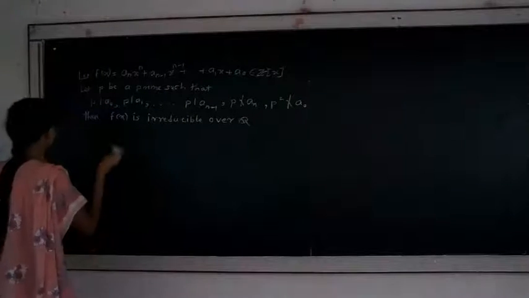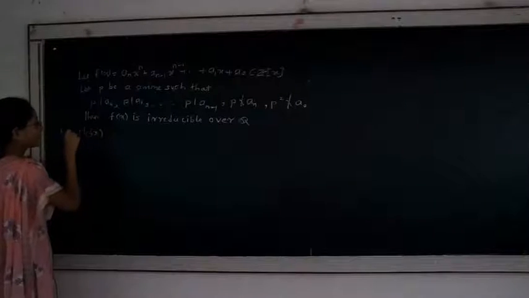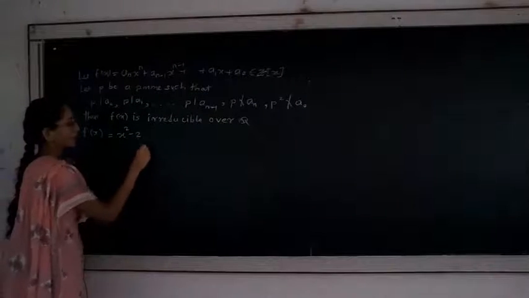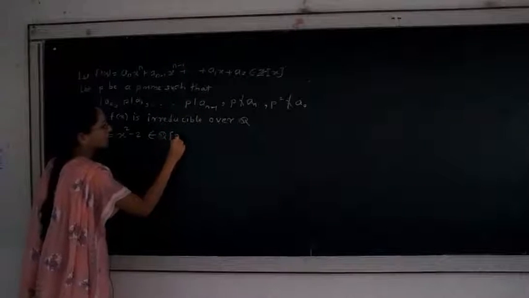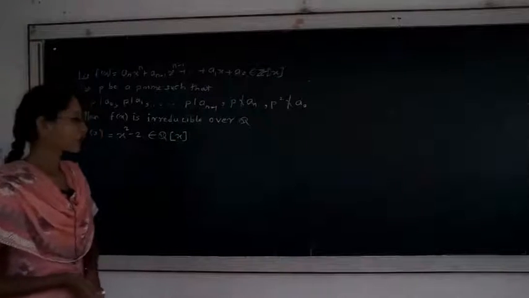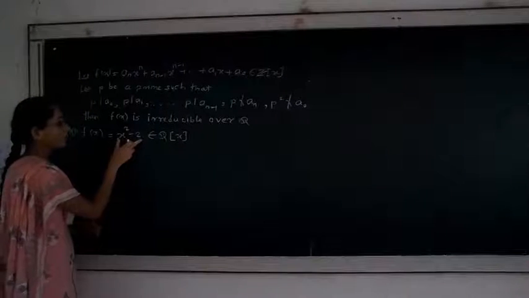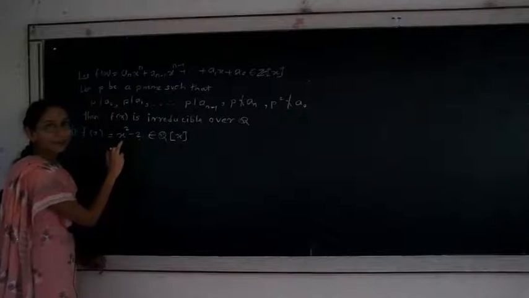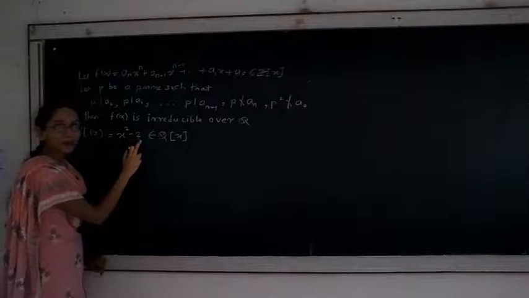The example: if you take the polynomial f(x) = x square minus 2. Now, this polynomial belongs to Q[x], the field of polynomials over rational numbers. Now see the coefficients of this polynomial. If you compare it with the polynomial f(x), the leading coefficient is 1. The constant term of this polynomial is minus 2.